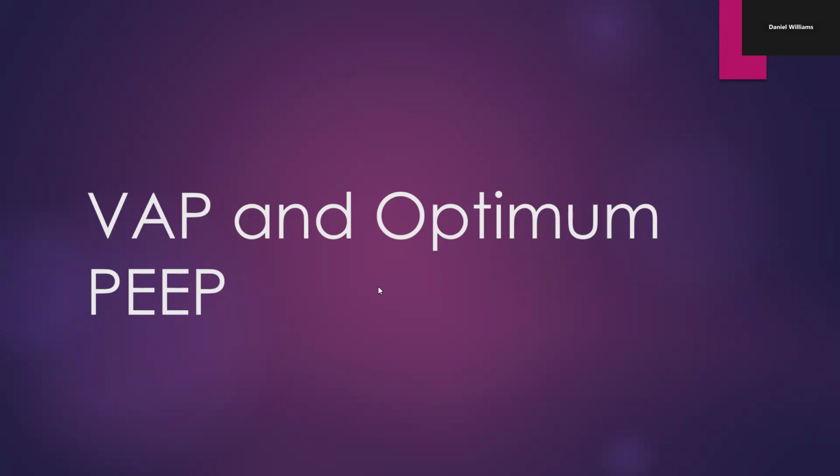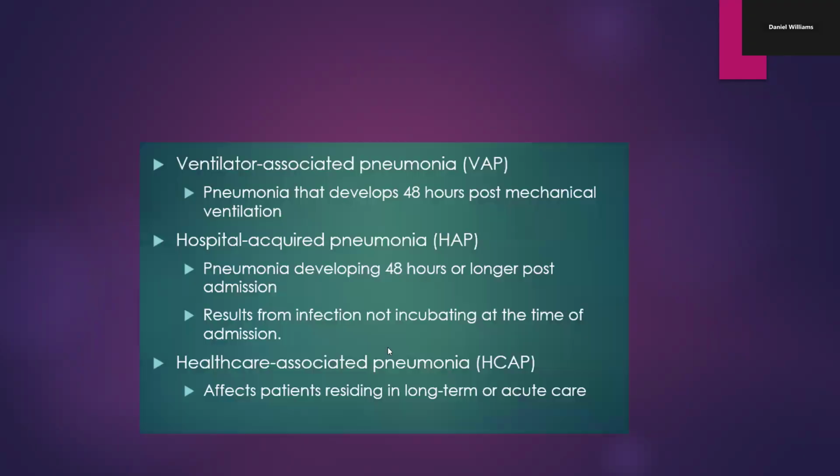Typically, it's going to occur when an individual becomes intubated and the pneumonia sets in 48 hours or more after the onset of their intubation. So those are the definitions here: 48 hours after initiation of mechanical ventilation. We also went over hospital-acquired pneumonia and then healthcare-associated pneumonia. So you want to make sure that you can review those pretty well and have a pretty good understanding of those moving forward.